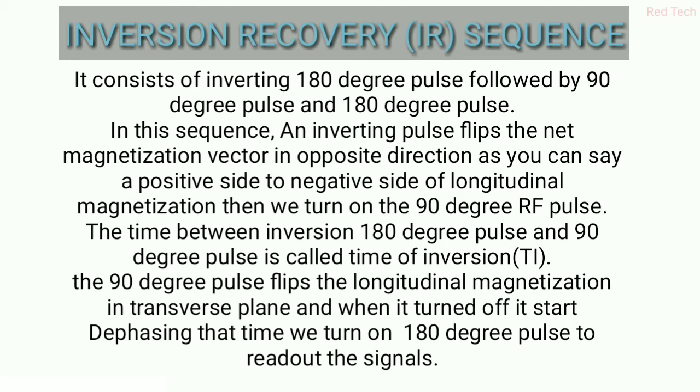So the points we must remember: the first one is that we apply the inverting 180-degree pulse, and the new term is the time of inversion, which is the time between the inversion 180-degree RF pulse and the 90-degree RF pulse. This modification will come across in some other sequences also, so you must remember the time of inversion. Then when we turn off the 90-degree pulse, it starts dephasing, and we read out the signal by the 180-degree RF pulse. Now let's look at the sequence diagrammatically.